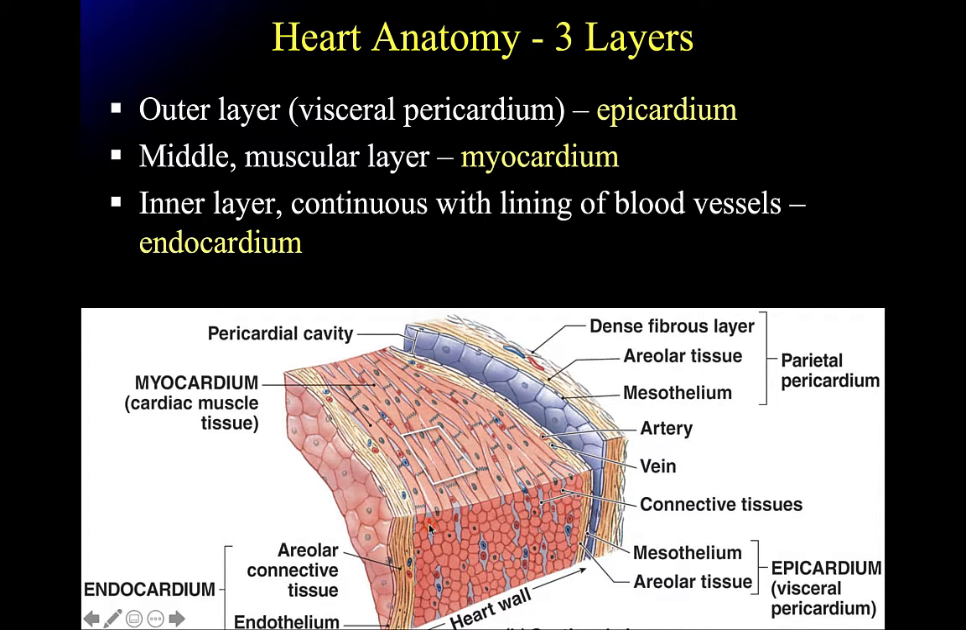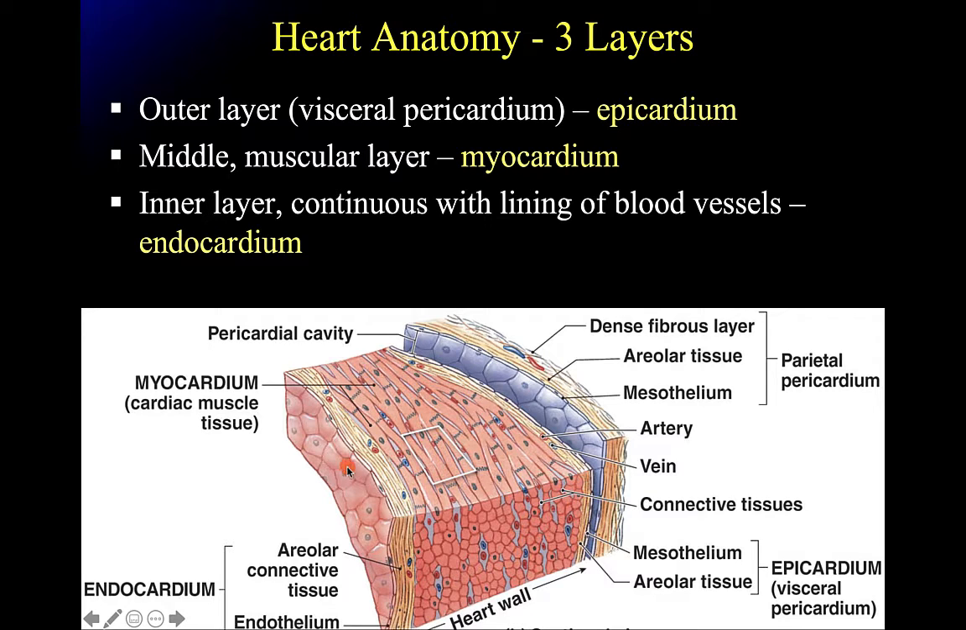The myocardium then is this thickest layer. It's the muscular layer of the heart, and of course that's formed by cardiac muscle. We can actually tell that because we can see the intercalated discs, which are key characteristics of the cardiac muscle, as well as the fact that they have a single central nucleus and these branched fibers.